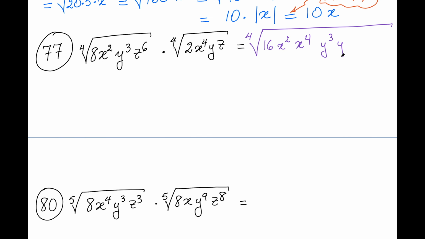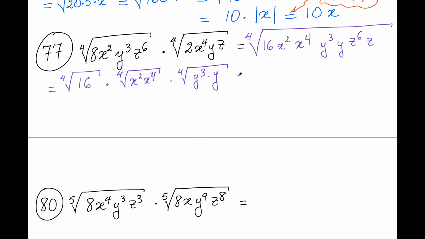Y cubed times y. And z to the power 6 times z, right? Okay, so this is the same as the fourth root of 16 times the fourth root of x squared x to the fourth times the fourth root of y cubed times y. Again, I'm preserving homogeneity of the radicand, correct? I'm preserving homogeneity of the radicand.